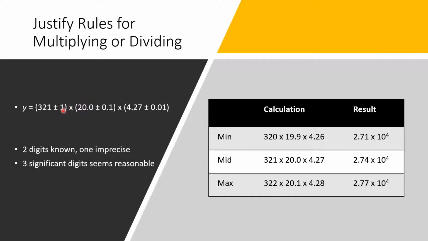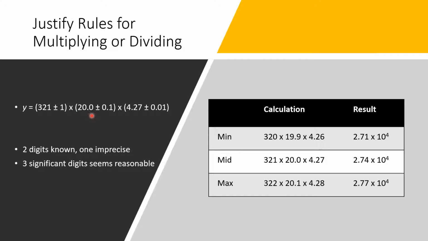So I pulled out an example where we're going to multiply 3 different numbers, and in each case, the number is known with a particular level of precision defined by its confidence interval. For example, in this case, we have 321 plus or minus 1. So the plus or minus 1 indicates that this number 321 might be as high as 322, it might be as low as 320, but our best guess is that it's 321. Okay, we're going to do the same thing here.